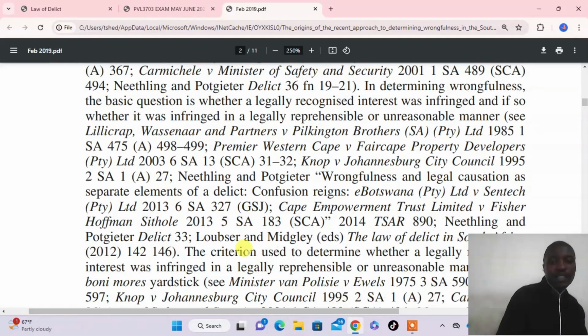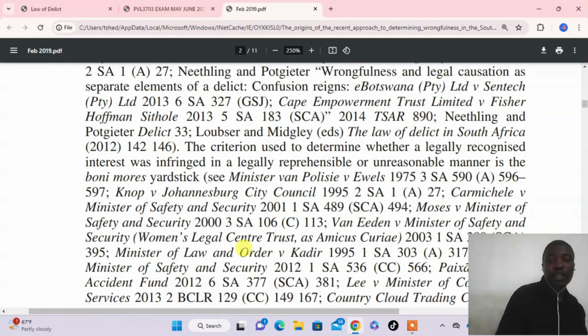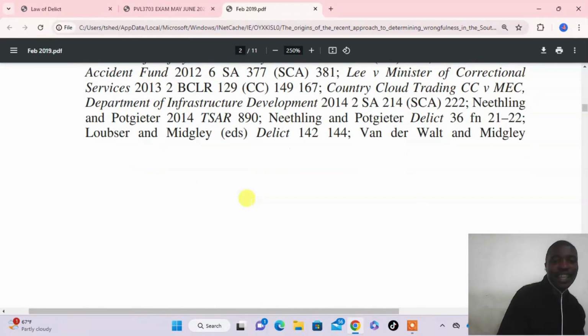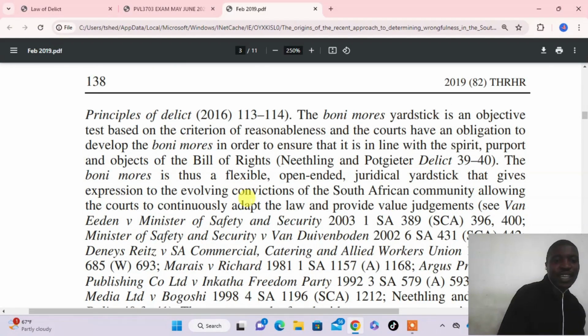Okay, let's go down. Then they said the criterion used to determine whether a legally recognised interest was infringed in a legally reprehensible or unreasonable manner is the boni mores yardstick. I love this one, the boni mores yardstick. And then the principle of delict they give.